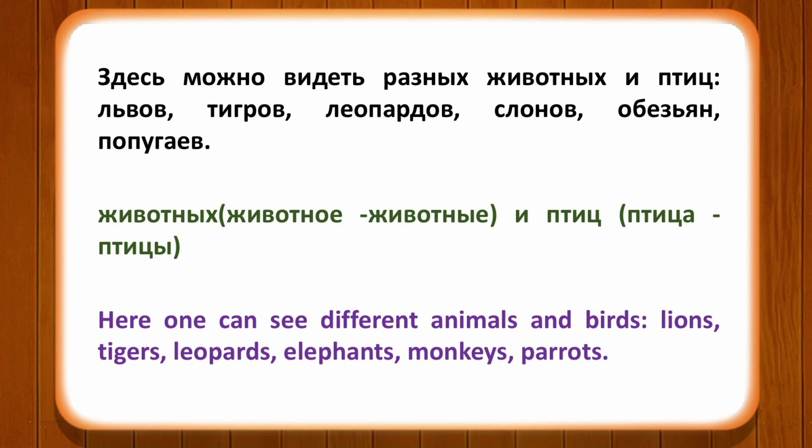Accusative case is used to denote the object of the sentence, which is животное. Животное, animal, is a noun. Разных животных is used in accusative plural. So here one can see different animals and birds, lions, tigers, leopards, elephants, monkeys and parrots.